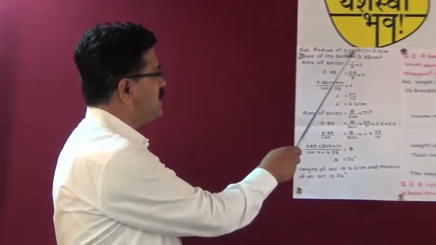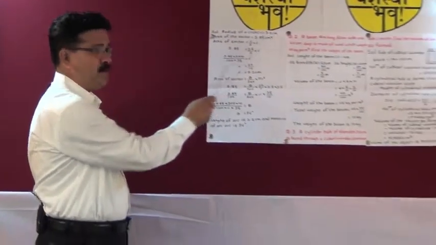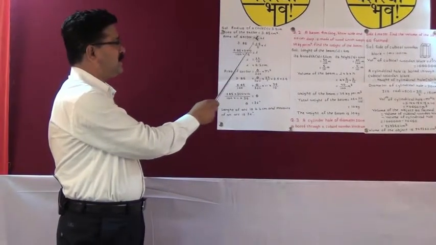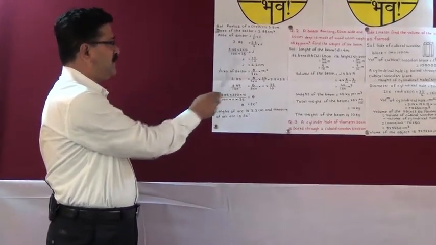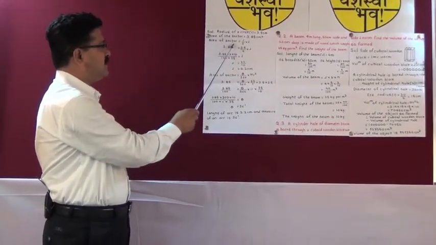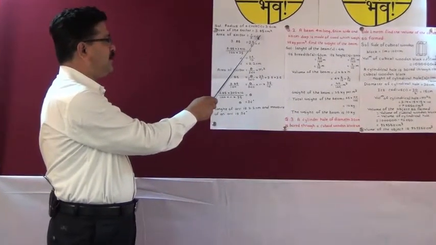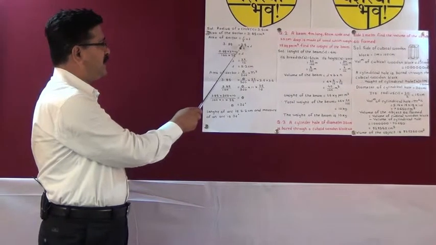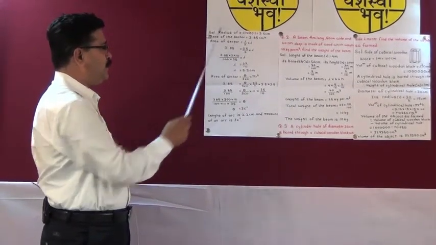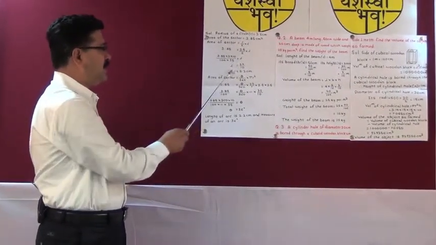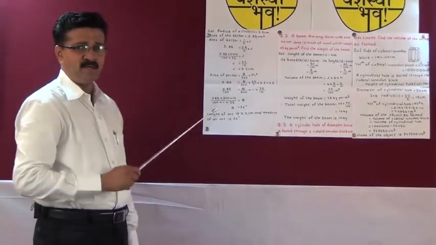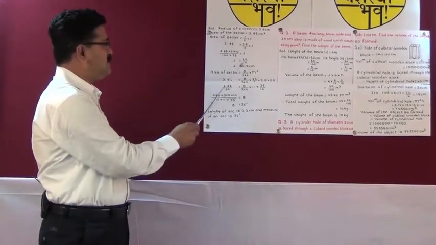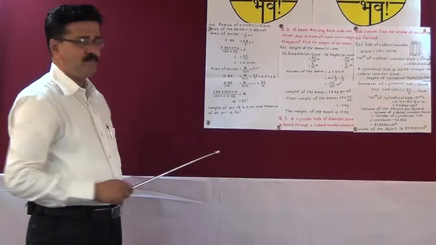Now see, in this sum, the radius of the circle r is equal to 3.5 centimeter, the area of the sector is 3.85 square centimeter, and the area of a sector is given by r by 2 into L. Substitute the values: 3.85 equal to 3.5 upon 2 into L. While solving, you will get L equal to 2.2 centimeter. That is, the length of the arc is 2.2 centimeter.